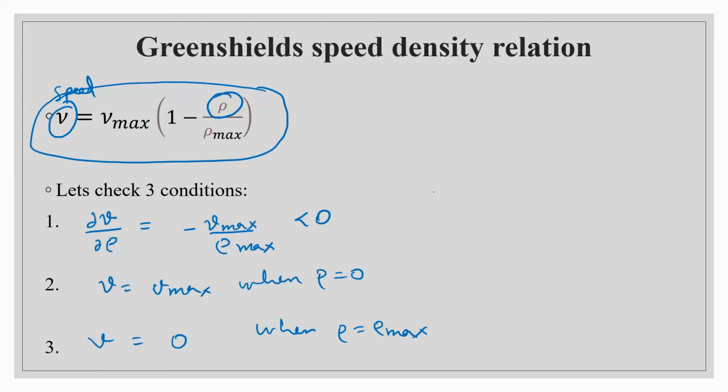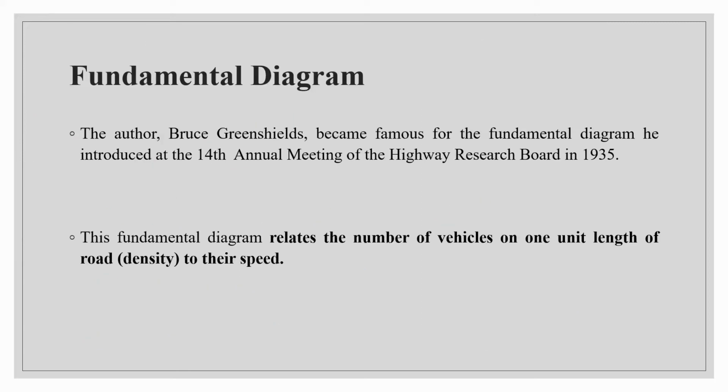So all these three conditions are satisfied and this gives the Green-Shield speed density relationship. Now we will talk about the fundamental diagram. The author of the function, Green-Shield, became very famous when he showed the fundamental diagram in the 14th annual meeting of the Highway Research Board in 1935.